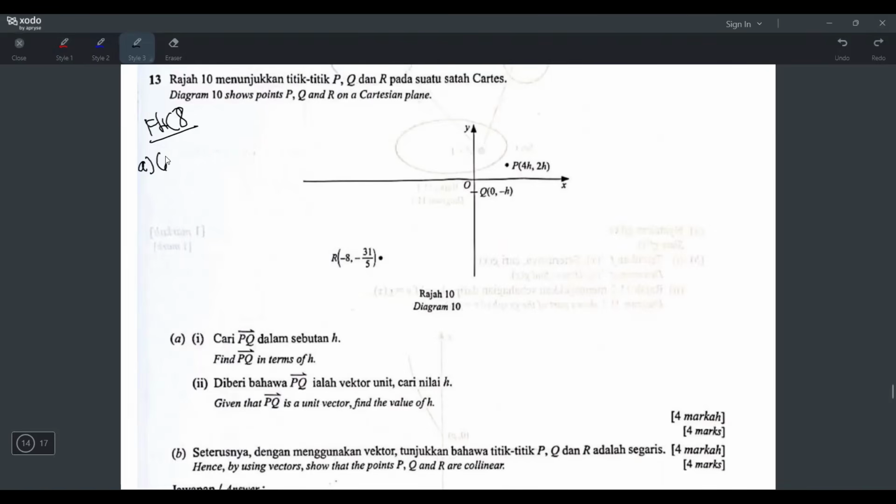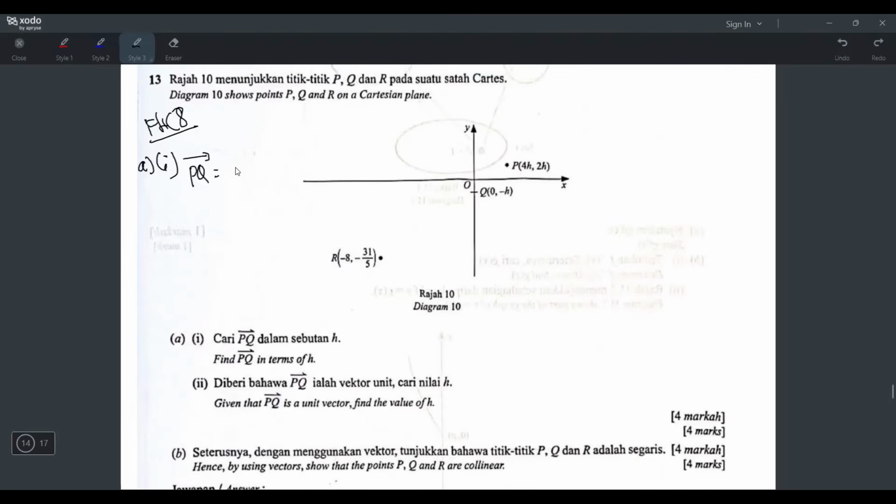Let me tell you what this is. This is vector and it's coordinate vector. Yeah, because they give you a Cartesian plane, right? And if it's a vector question in the Cartesian plane, definitely it's a coordinate vector question. Do you know what's coordinate vector? The i, j one, like i, j, that one. Okay, so they want to find vector PQ in terms of h.